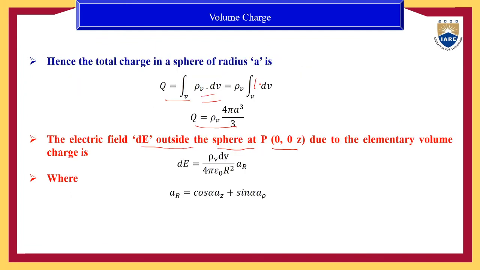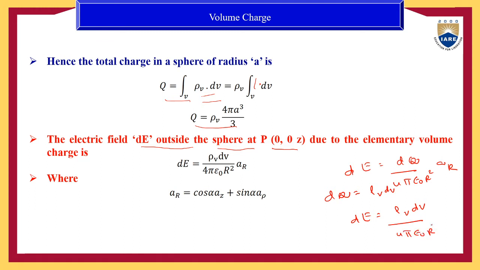Next, here we know the electric field intensity dE. We have the formula dE is equal to dQ by 4 pi epsilon naught r square into AR. Already we know that dQ is equal to rho v into dV. Therefore, we can write dE is equal to rho v into dV by 4 pi epsilon naught r square into AR, where AR is the unit vector along the r direction.